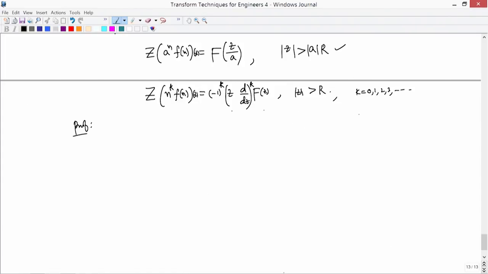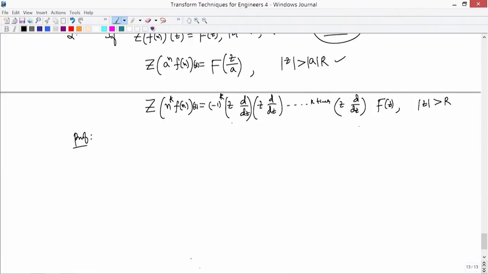So that is the meaning of this one, it is not the power. Okay. So if I write, let me not write it this way, it confuses you. So z times d/dz up to k times, that is, k times this operator d/dz acting on f of z, where mod z is greater than r, is the same domain of validity for this. So the proof is simple.